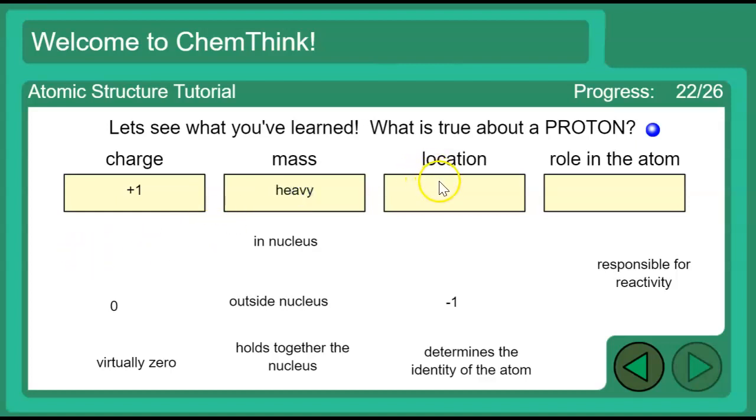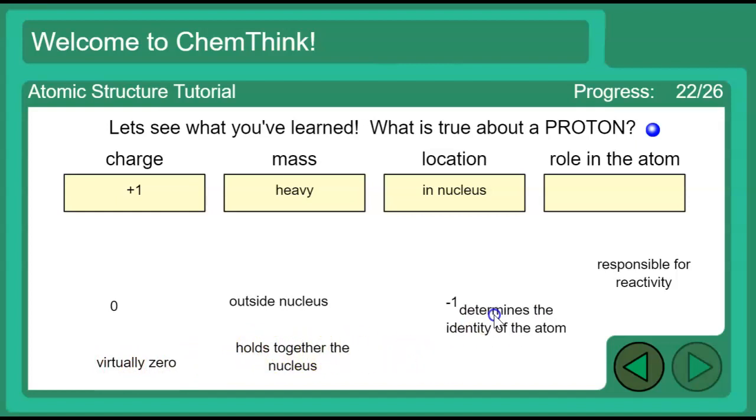Where are protons located? In the nucleus. And what role do they play in the atom? Well, let's see. No, that's not true. Aha, it determines the identity of the atom. Remember, I told you that in order for carbon to be carbon, it has to have 6 protons in the nucleus. So the number of protons determines what the atom is.